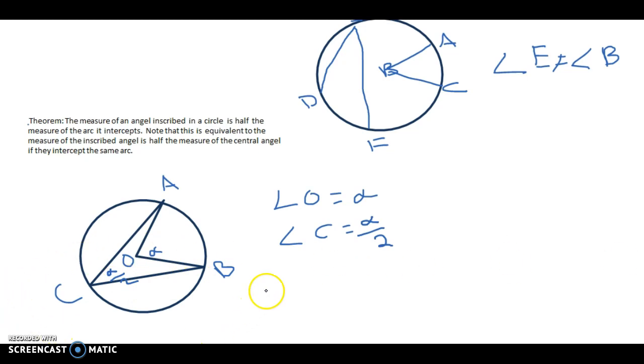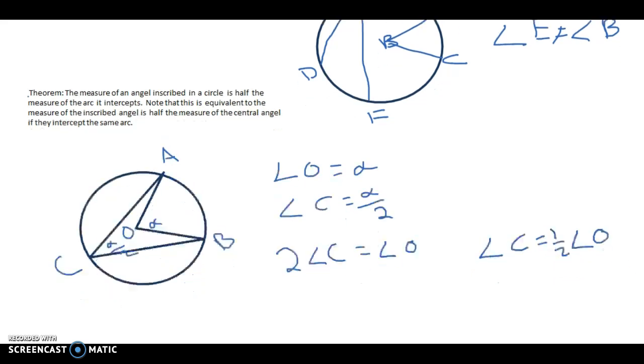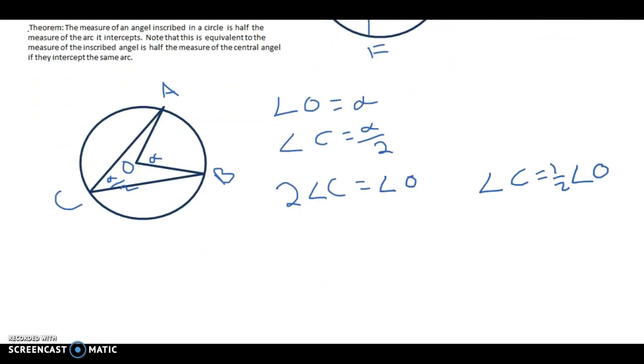We might see this written down in a couple of different ways. You might see 2 times angle C is equal to angle O, or you might see angle C is 1/2 of angle O. So there are a couple ways you might see this. Now we want to prove this statement. That's what it states, but we want to prove it and not just go off of what somebody else has told us. We want to understand at depth why this works out.